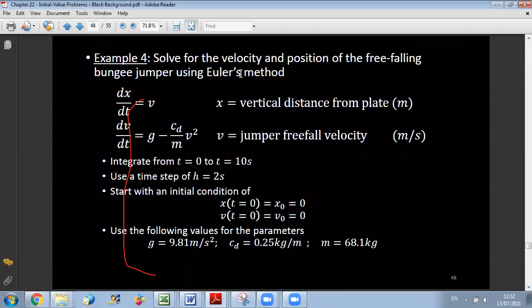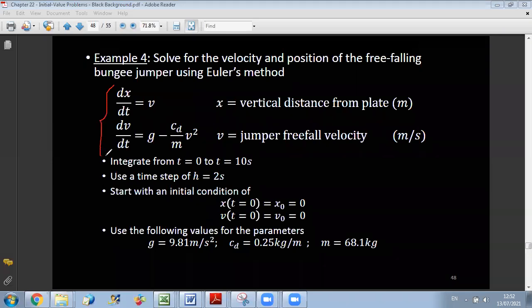So if we want to solve for the velocity and position of the free falling bungee jumper using Euler's method. Here they gave us two differential equations: dx by dt equals v, and dv by dt equals g minus cd over m v squared. Now x is the vertical distance from the plate, and v represents the jumper free fall velocity. And we want to integrate these relations from 0 to 10 seconds, using a time step of 2 seconds.